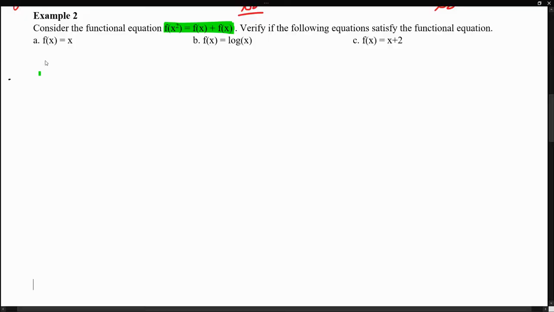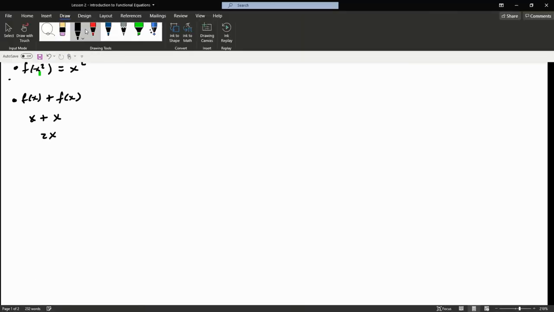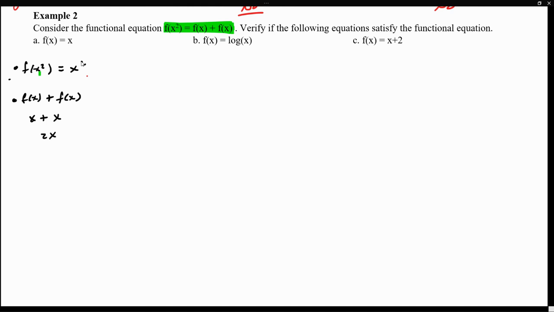Well, let's see. f of x squared, well, that's going to be x squared. And now f of x plus f of x. Well, I know that f of x is just x. So we're going to have, well, let me just put this parenthesis so we know that they're different. So now that's going to be x plus x, which is equivalent to just 2x. So again, this is my left-hand side. This is my right-hand side.